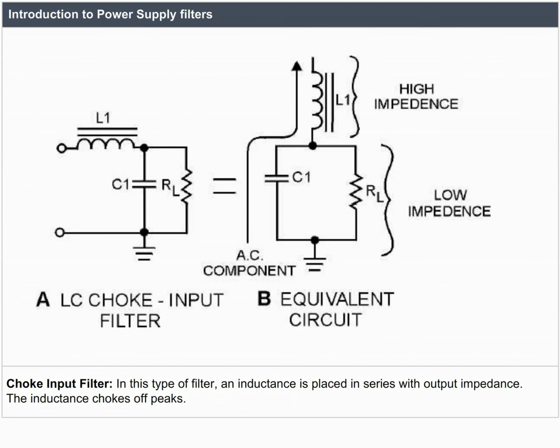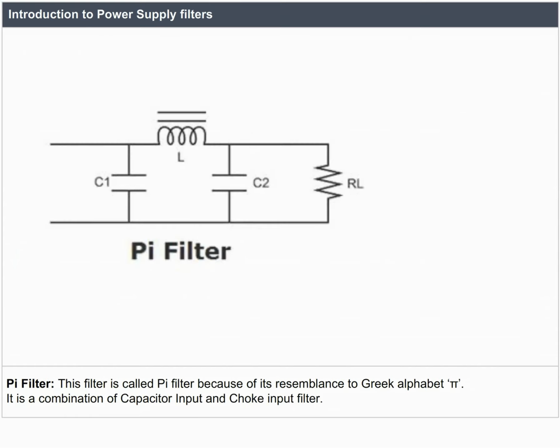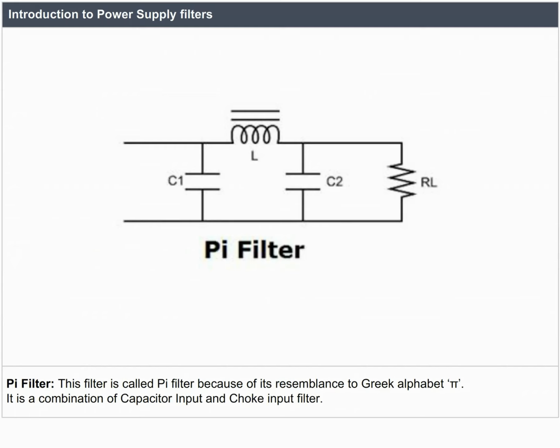Choke input filter. In this type of filter, an inductance is placed in series with output impedance. The inductance chokes off peaks. Pi filter. This filter is called pi filter because of its resemblance to Greek alphabet pi. It is a combination of capacitor input and choke input filter.